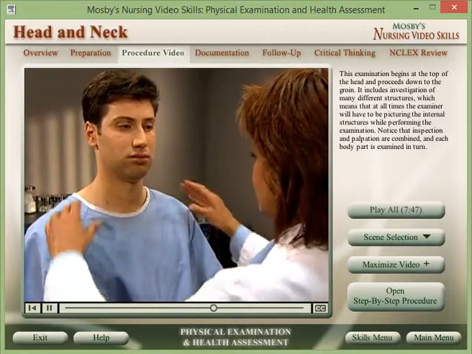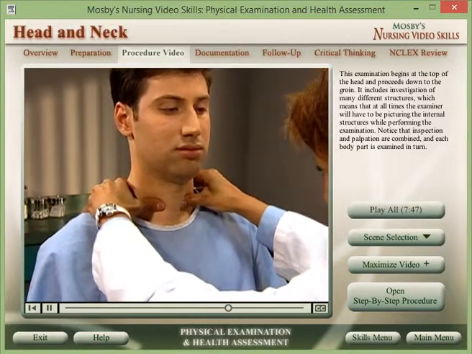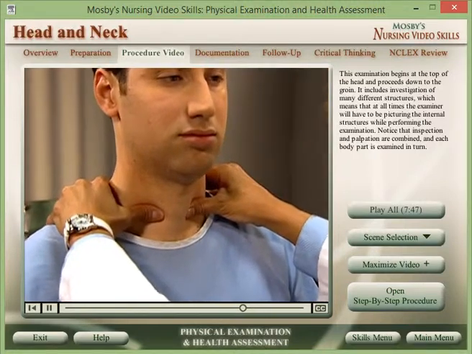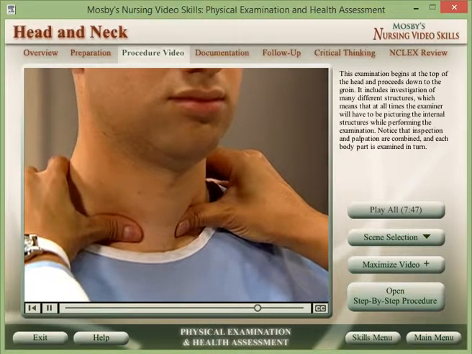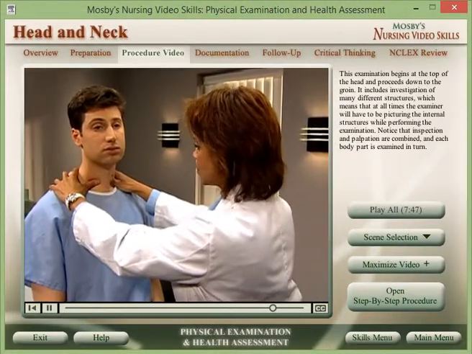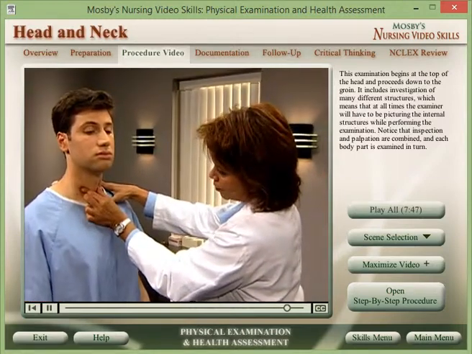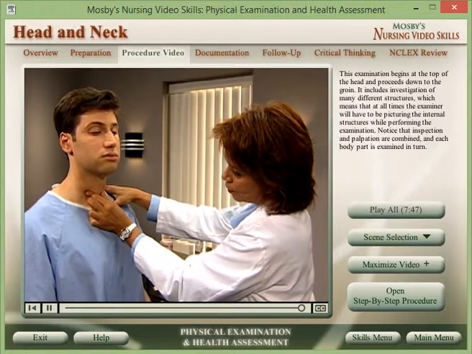Then check the trachea's position by placing your thumbs on each side of it. The space between it and the sternocleidomastoid muscles should be equal on both sides, indicating a midline trachea. Next, put your index finger and thumb on each side of the trachea below the thyroid isthmus. You should feel no tracheal tug or movement in time with the pulse.